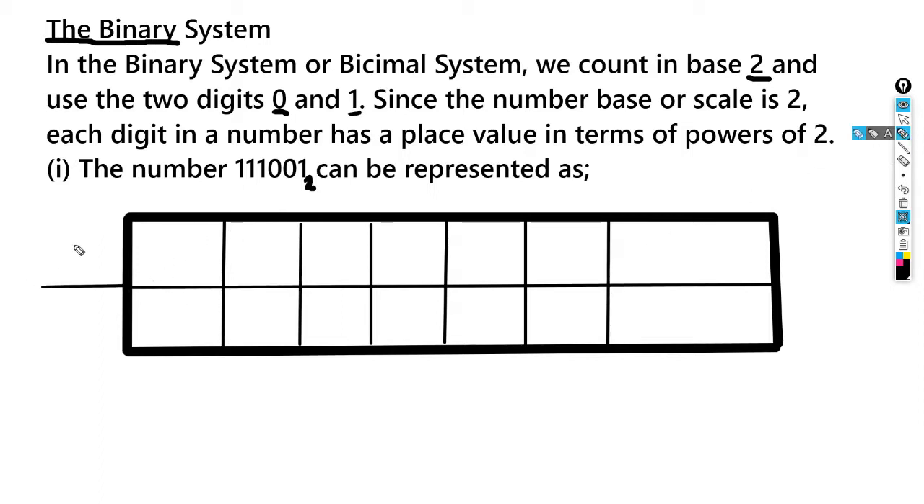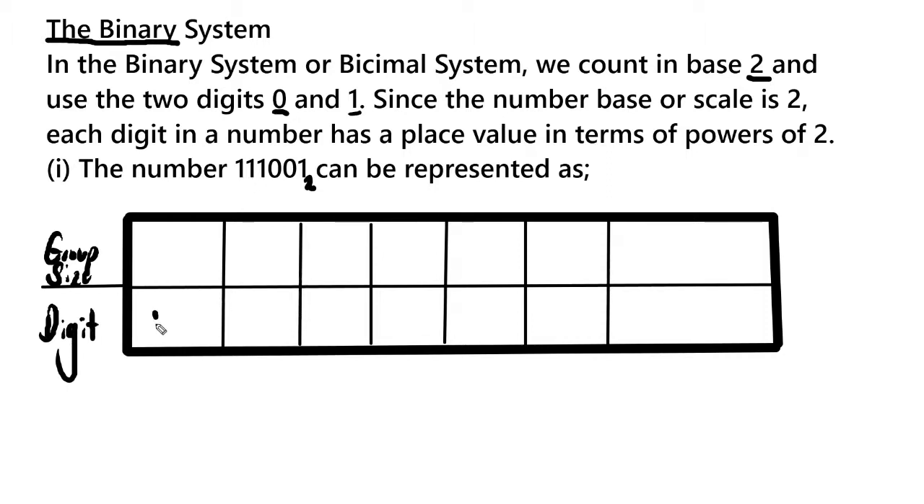All right, guys, so we're going to call this first row here the group size, okay? And then we're going to call down here the digit, or the representation of what digit it's supposed to be, okay? So we're going to write out the 1, 1, 1, 0, 0, and 1, right? Okay, so the first one, it's in terms of powers of 2, right? Just like the decimal system.